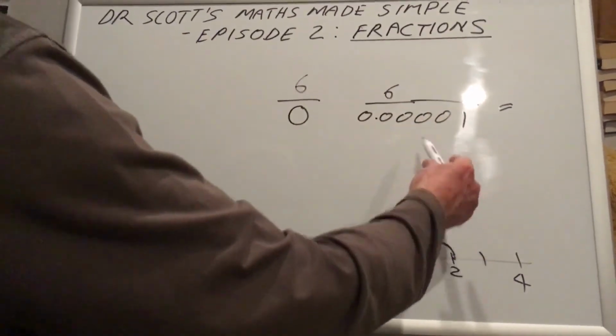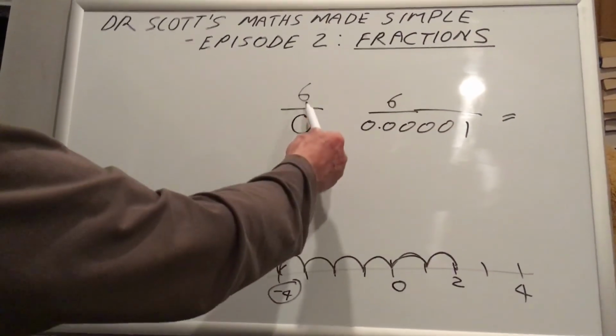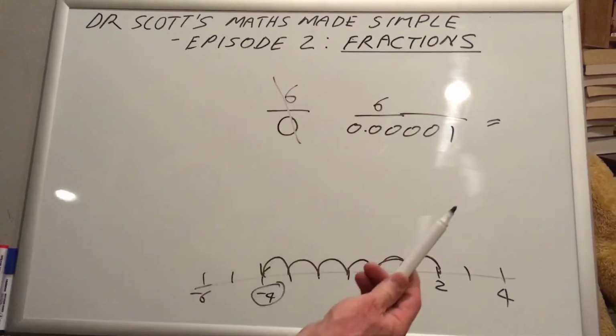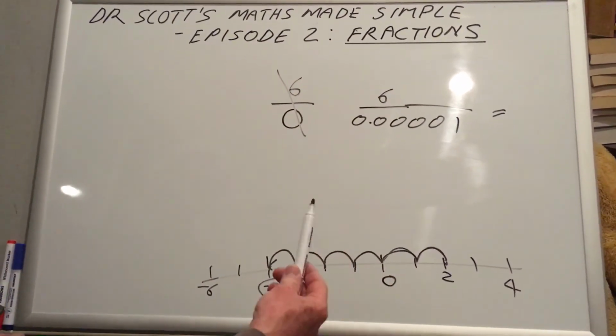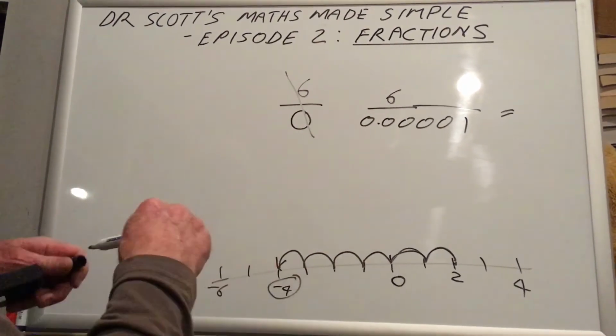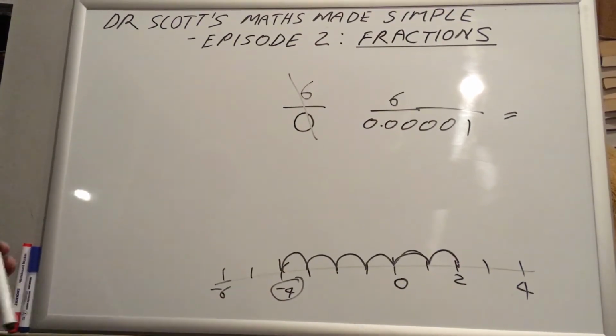It's almost 0, but it's not 0. But if you go anything divided by 0, you can't do it. It's undefined. You cannot do it. So don't forget that you can't have 0 as a denominator. You can have anything else except 0.